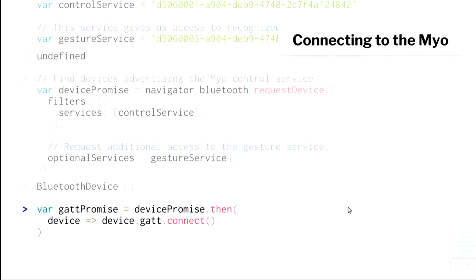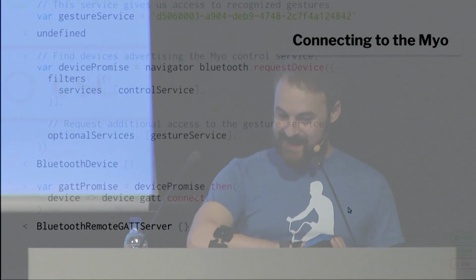To do that, we call GATT.connect on it. Let's give that a shot. And let's wait. Cool. OK, so now we're actually connected to the device. Let's take another look at what the services and characteristics look like.